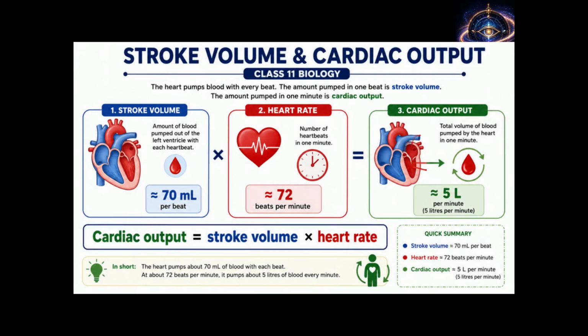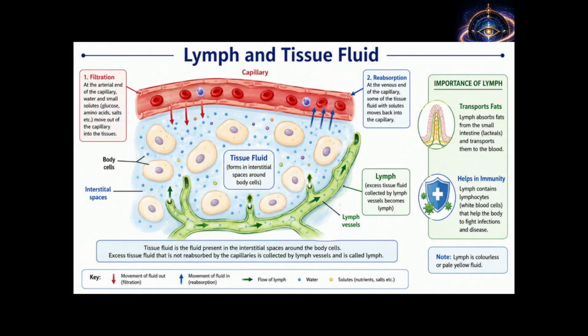Q26. What is cardiac output? Cardiac output is the amount of blood pumped by each ventricle per minute. It is about 5 liters per minute. Q27. What are lub and dub sounds? Lub is caused by closure of tricuspid and bicuspid valves. Dub is caused by closure of semilunar valves.